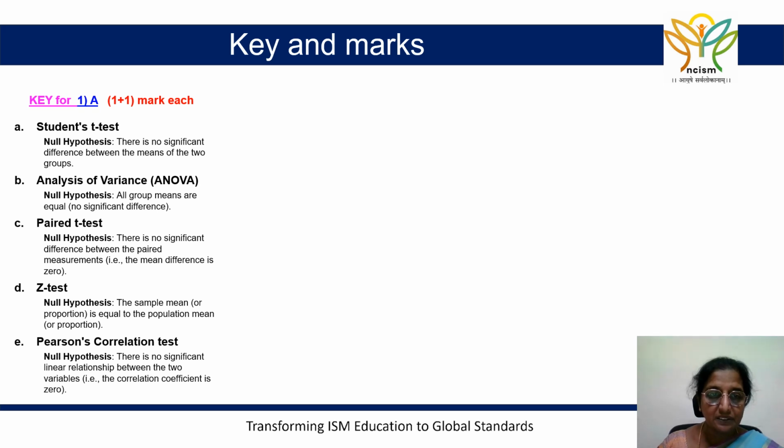No significant difference exists. Coming to C part, paired t-test, null hypothesis is there is no significant difference between the paired measurements, that is the mean difference is 0. Coming to the D part, Z test, the null hypothesis is the sample mean or proportion is equal to the population mean or proportion. Coming to the fifth subdivision, the answer is Pearson's correlation test, and the null hypothesis is there is no significant linear relationship between the two variables, that is the correlation coefficient is 0.